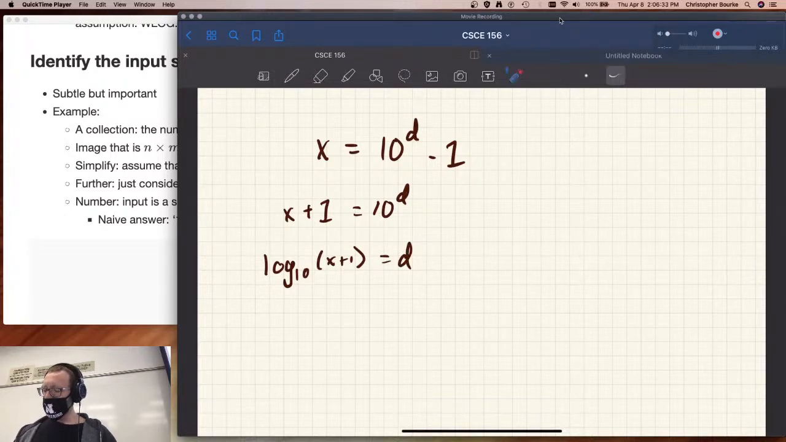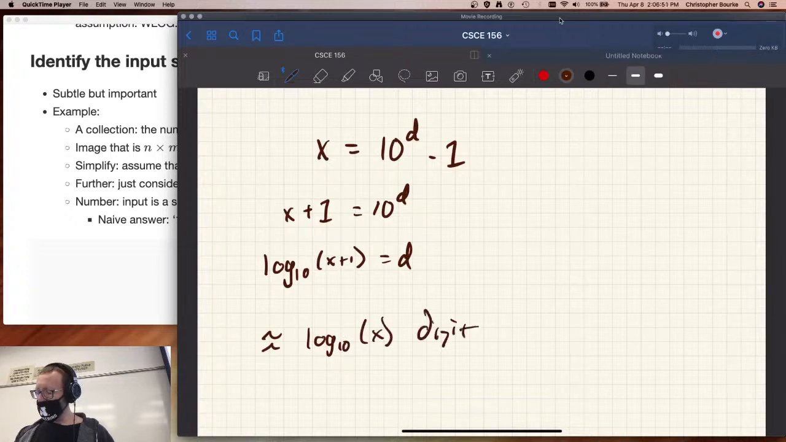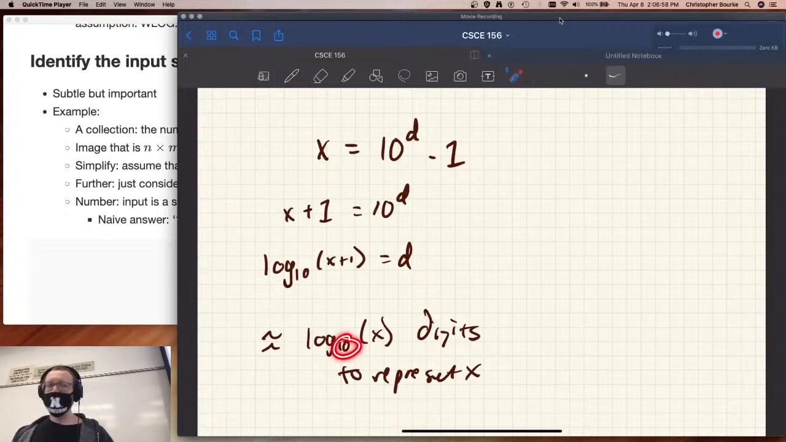Forget about this 1, right? We don't like little constants. If you take off that 1 and then take a ceiling, you get the exact same thing, or a floor or something, just make it a little bit bigger. Who cares, right? So it takes about log base 10 of x digits to represent x.